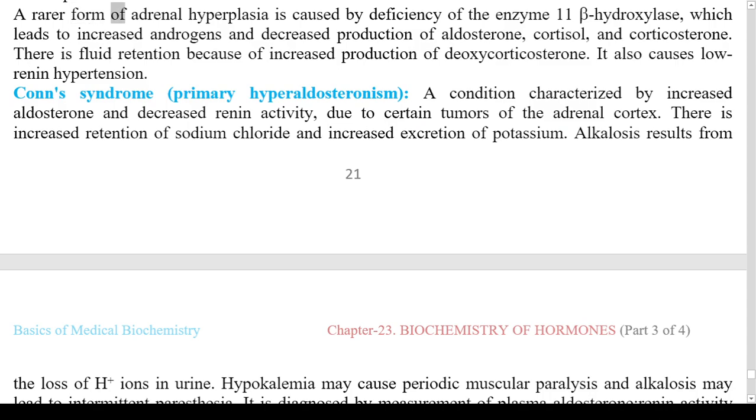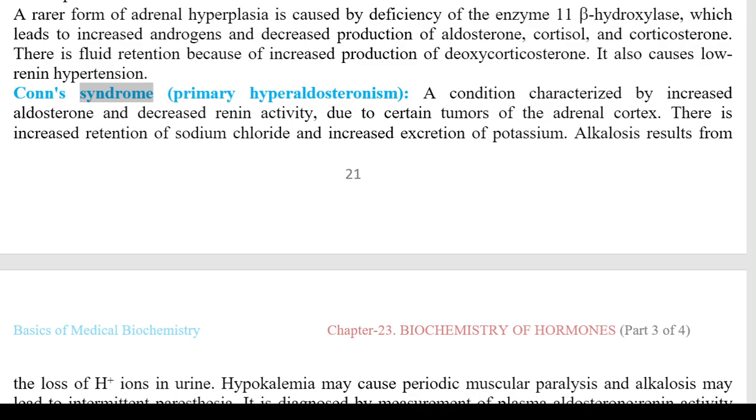A rarer form of adrenal hyperplasia is caused by deficiency of the enzyme 11-hydroxylase, which leads to increased androgens and decreased production of aldosterone, cortisol, and corticosterone. There is fluid retention because of increased production of deoxycorticosterone. It also causes low renin hypertension.